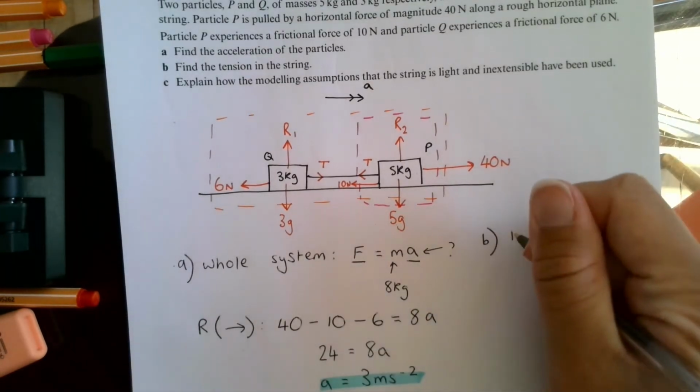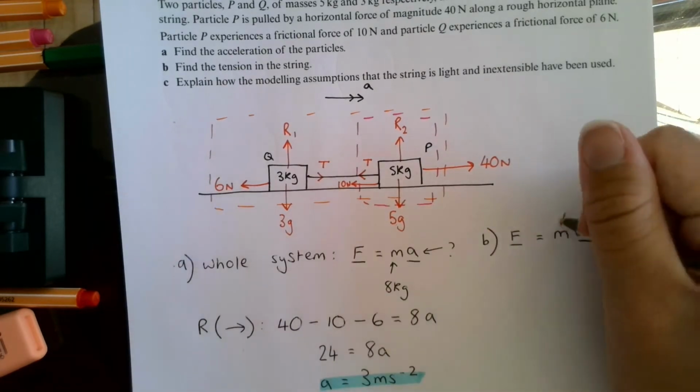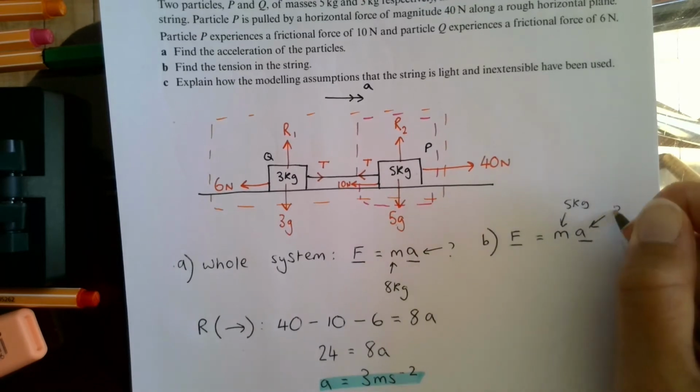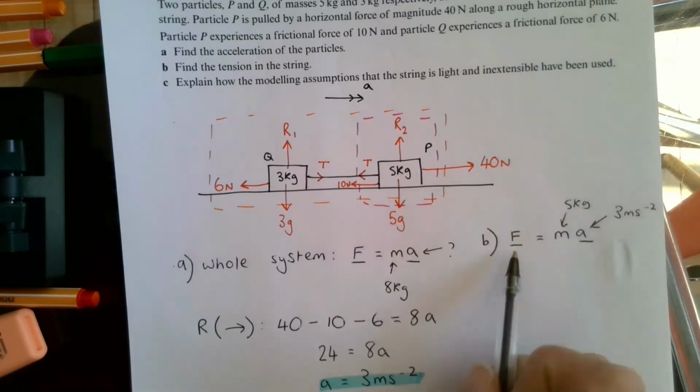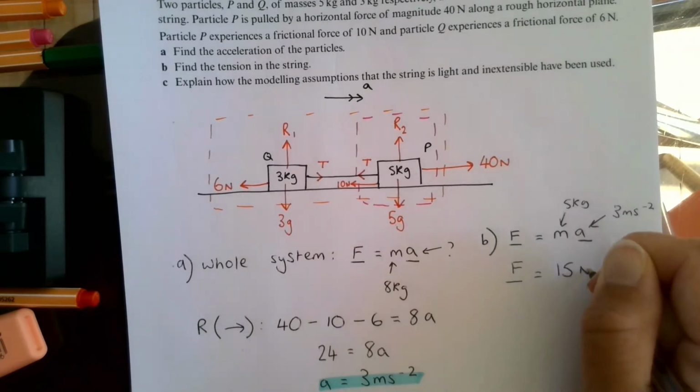Well, I know that the resultant force must equal the mass times the acceleration. This time the mass is 5 kilograms. The acceleration we just worked out is going to be 3 meters per second squared. So I know the resultant force must equal 5 times 3, which is 15 newtons.